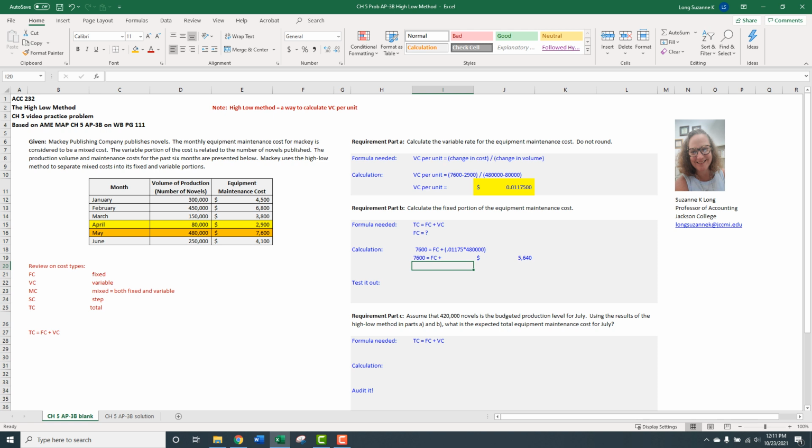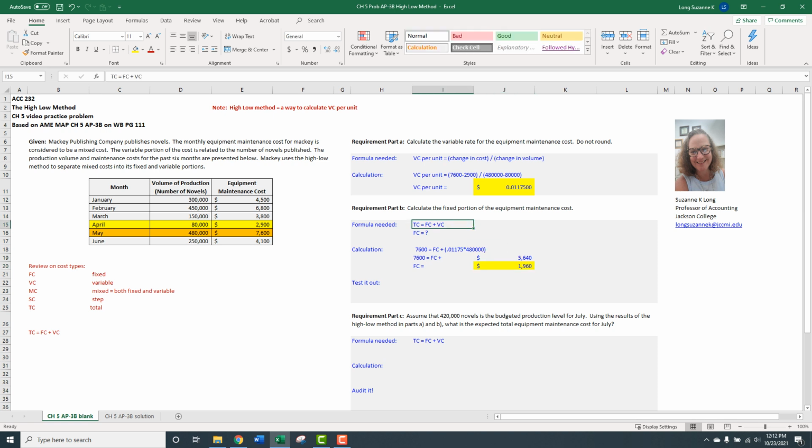Now I need to figure out how much fixed cost is. So this would be negative 5640 here, negative 5640 here, 7,600 subtract 5640 to calculate fixed cost. I'm just going to go ahead and do it this way. Fixed cost equals 7,600 minus 5640. These two added up. This is variable, this is fixed. Adds up to my 7,600. And this is what we're solving for in part B, fixed cost.